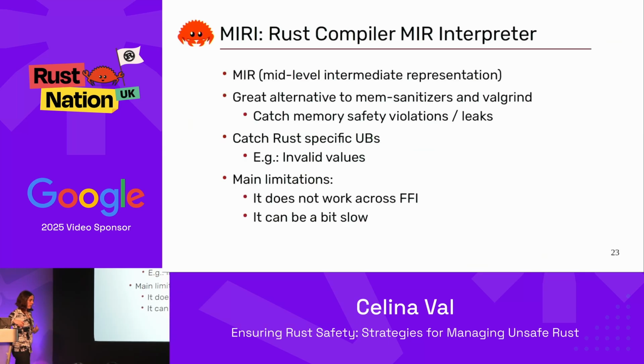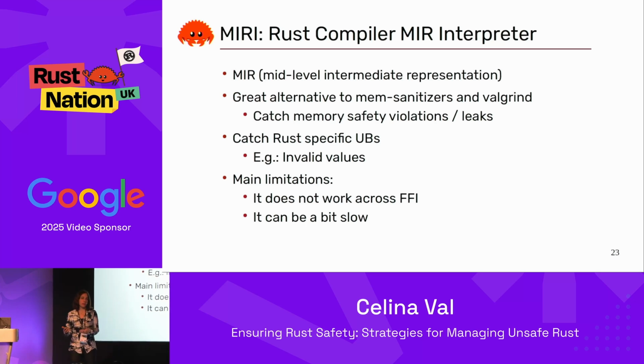Basically, I want to talk a bit about Miri. Miri is a great tool for you to check for undefined behavior. It is an interpreter of the internal representation of the Rust compiler. It is also a great alternative to memory sanitizers, Valgrind and other tools, which are also very helpful when you're doing unsafe things, to make sure you're not violating any memory access. But it also catches Rust-specific UBs.